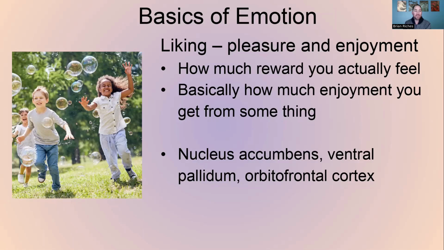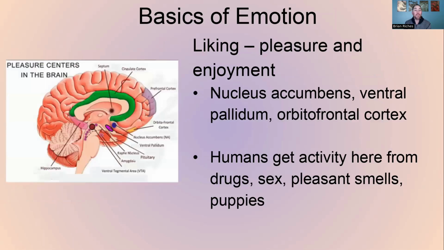So nucleus accumbens, ventral pallidum, and the orbitofrontal cortex are some of the big areas here. Again, some of those are the same areas as we saw in desire, but some of them are new. So we've got nucleus accumbens. Let's find that here close to the front. We also have ventral pallidum. Here it's very close there. And the orbitofrontal cortex is part of the frontal lobe, but it's kind of under it. It's close to your eyes, basically, inside your skull, kind of back up here.